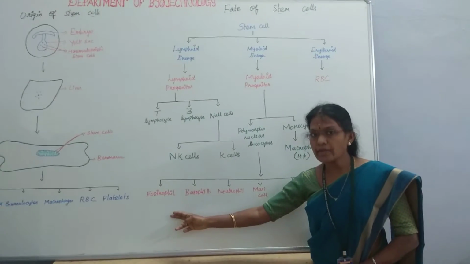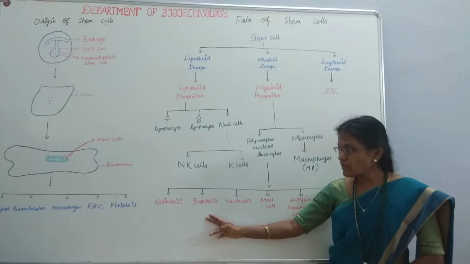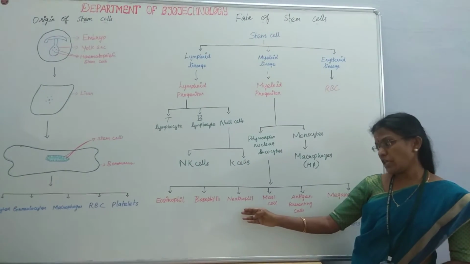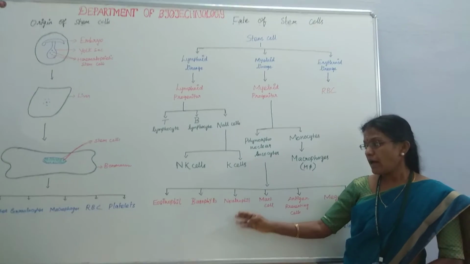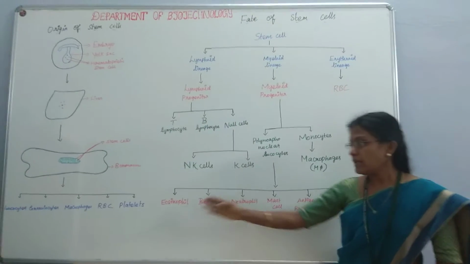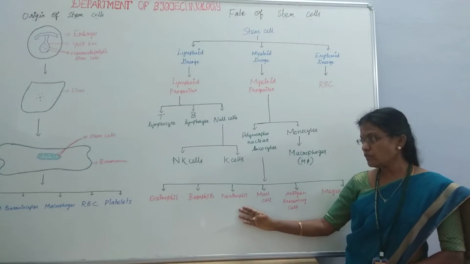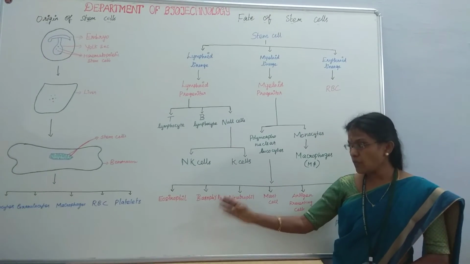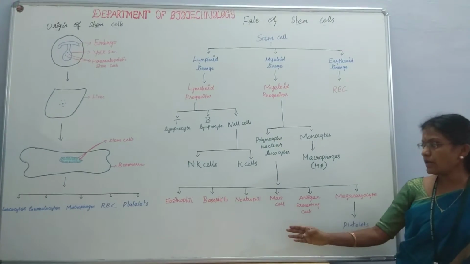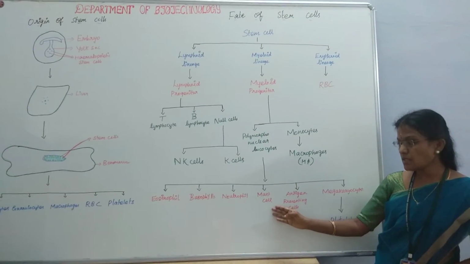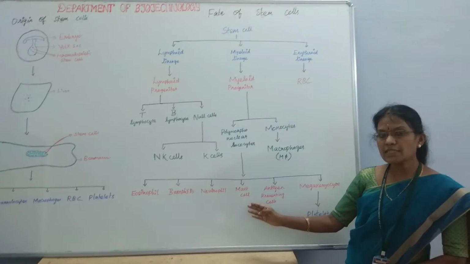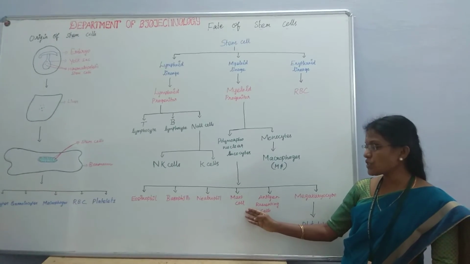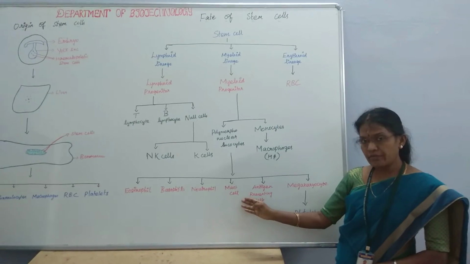The eosinophil is stained by the eosin dye, the basophil is stained by the basic dye, and the neutrophil is stained by neither the acid nor the basic dye, and so it is called the neutrophil. The eosinophil, basophil and neutrophil, all three are called WBCs in common, that is the white blood corpuscles of the blood component. The next is the mast cell, which has the Fc receptor for immunoglobulin E, and it is involved in degranulation during helminthic infections.